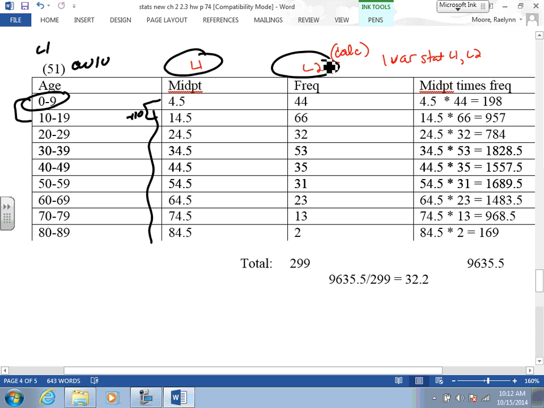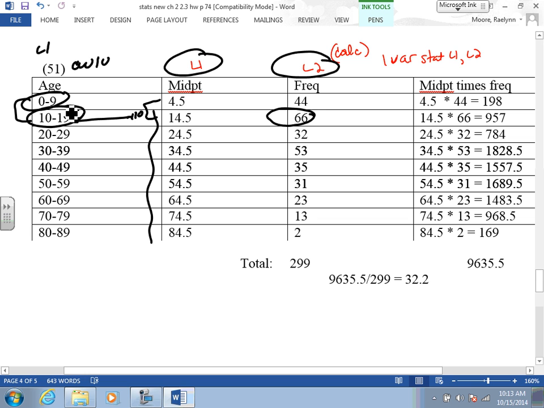A 1-var stat, and that will give you your mean, your approximate mean. We don't know exactly where it is because we don't know where these numbers fall. We have to use your midpoint. Can you find your mode for this? What's your mode? Okay, so it's the one with the highest frequency. So you can either give me the midpoint or you can tell me your mode is contained in that class.